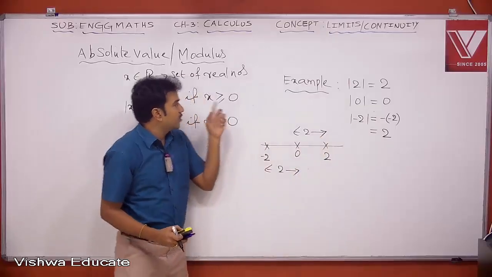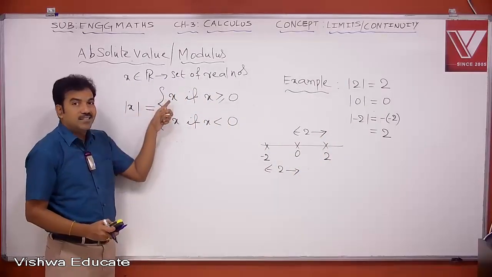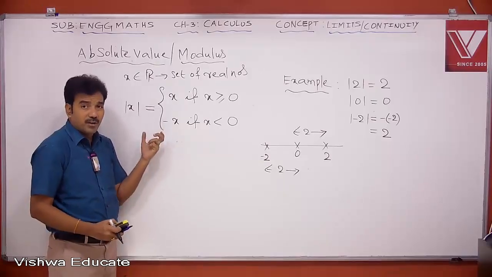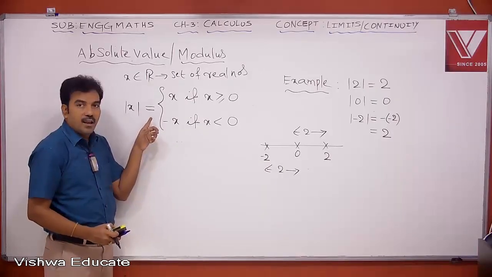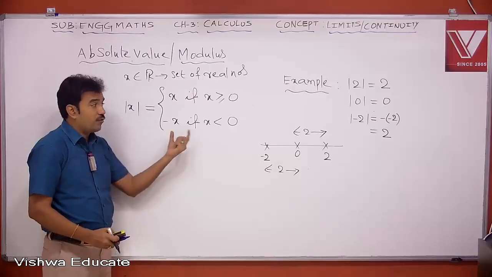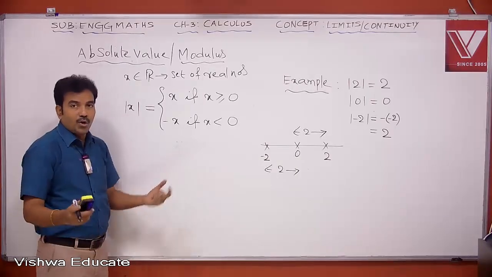Therefore modulus of x always represents the distance of x from origin. This is the geometrical interpretation. So whenever x is a real number, its modulus always represents the distance of x from origin. Okay, note down these points.